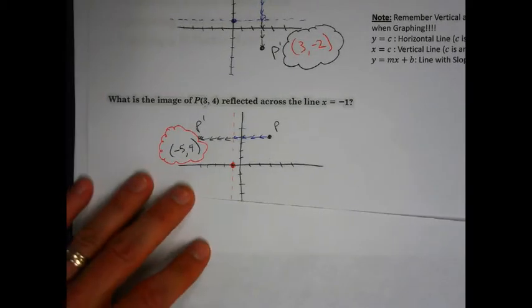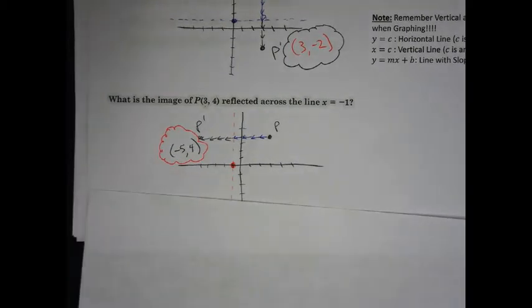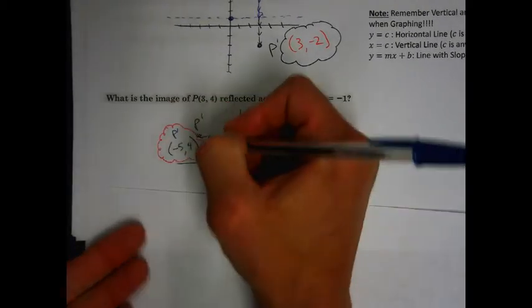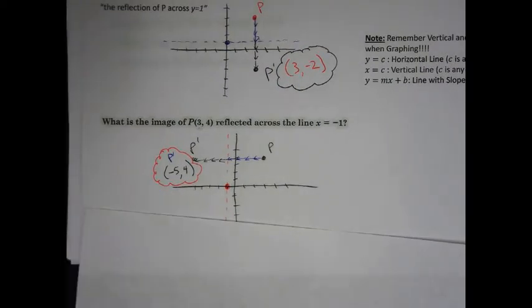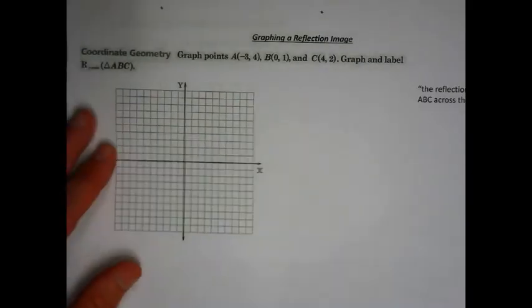Anyhow, so there's the image, right? The image of P is P prime, so I should probably label that as P prime. P prime is at -5, 4. And that's the concept of reflection. How cool. If this was confusing at all, pause, rewind, look again. Next problem. This is a fun one.